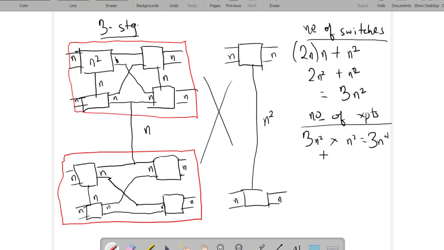So for example, if we are to implement a three-stage network using 11 by 11, then we are going to have 3 times 11 squared switches in our system, and that gives us 363 switches. And then the number of cross points is going to be 3 times the fourth power of 11, and that gives us 43,923.